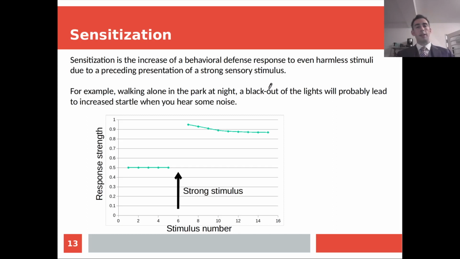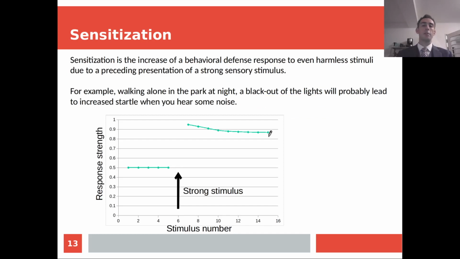Another type of non-associative learning is sensitization. And sensitization is sort of the opposite of habituation. It is the increase in a behavioral response to a harmless stimulus due to a preceding presentation of a different strong sensory stimulus. So for example, if you're walking alone in the park at night, if the lights suddenly all black out, then your response to a noise will be stronger than if the lights had stayed on, if nothing had happened with the lights, right?